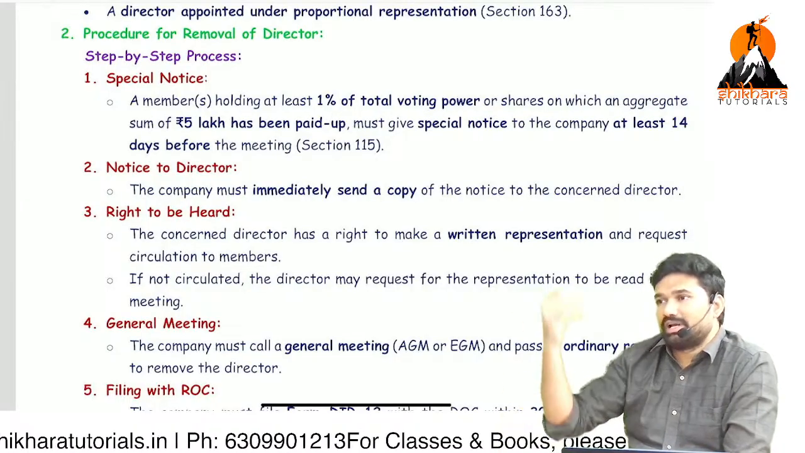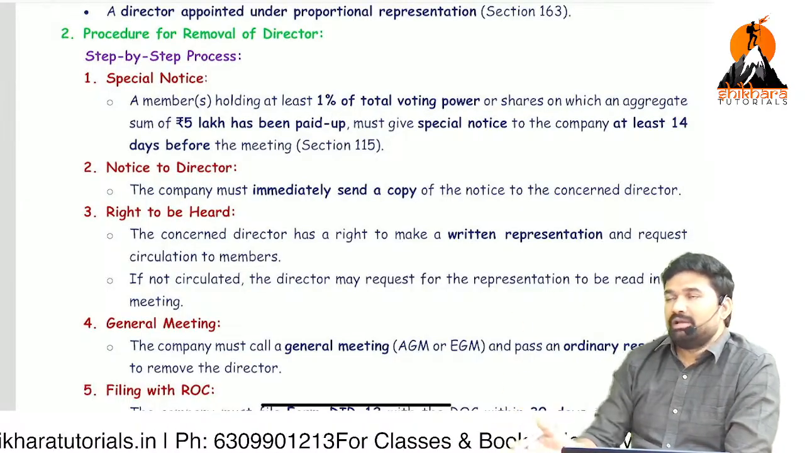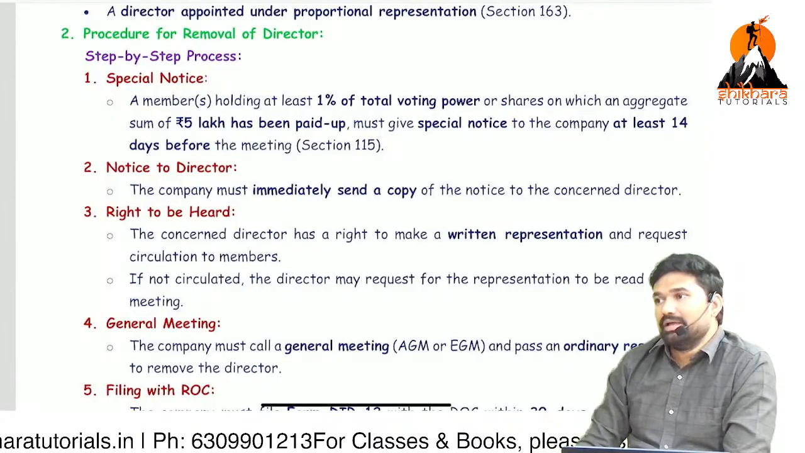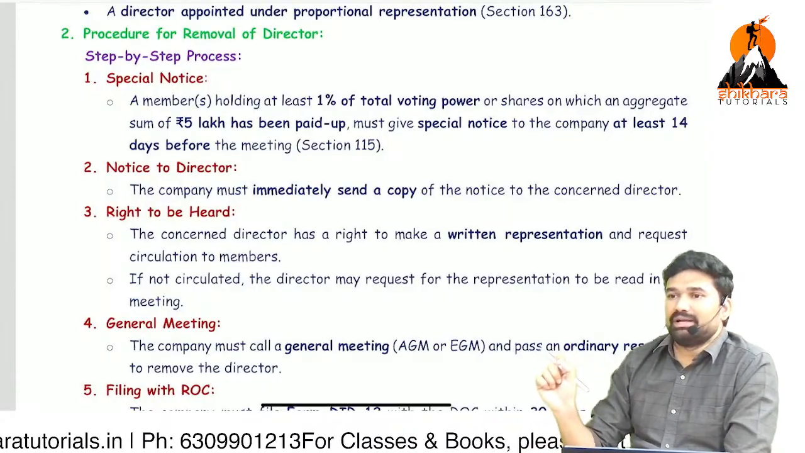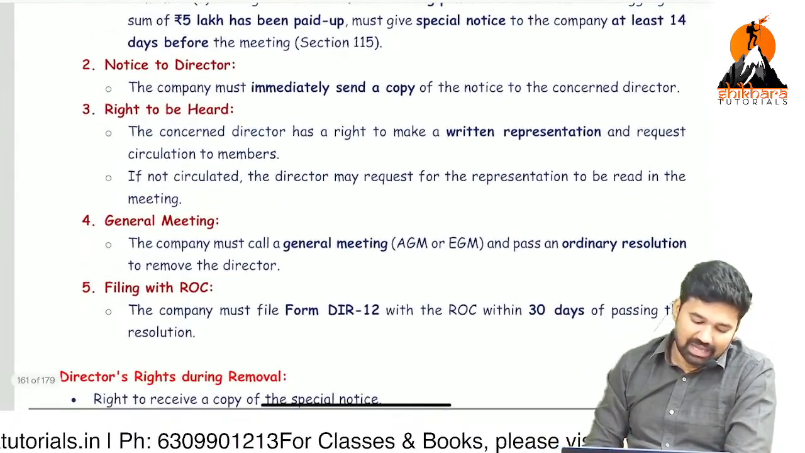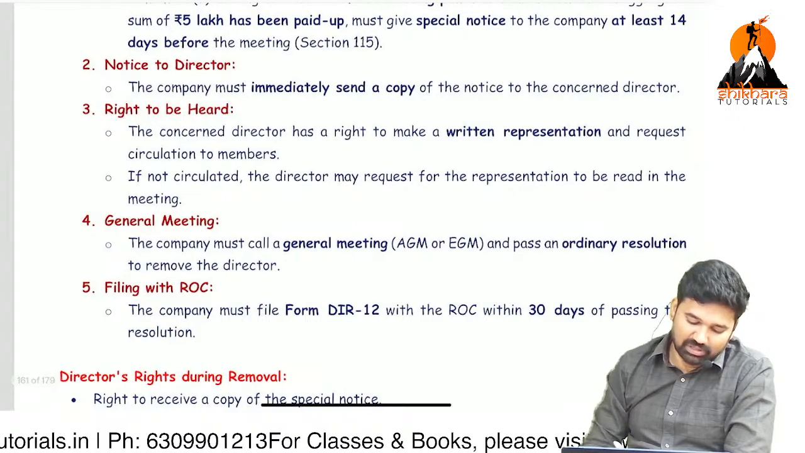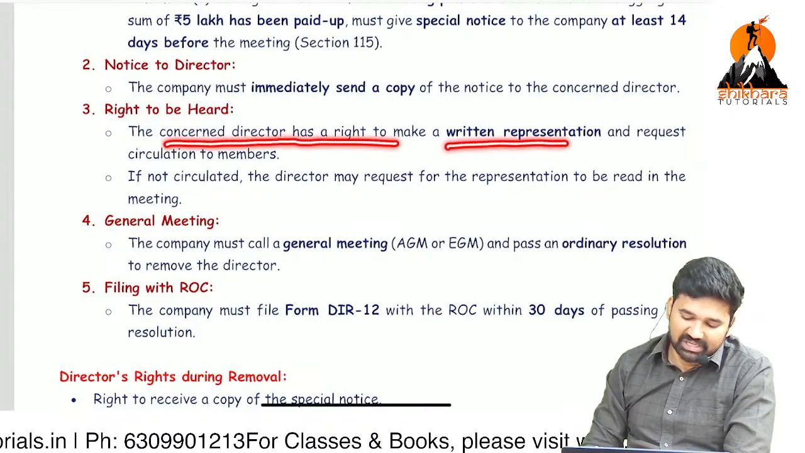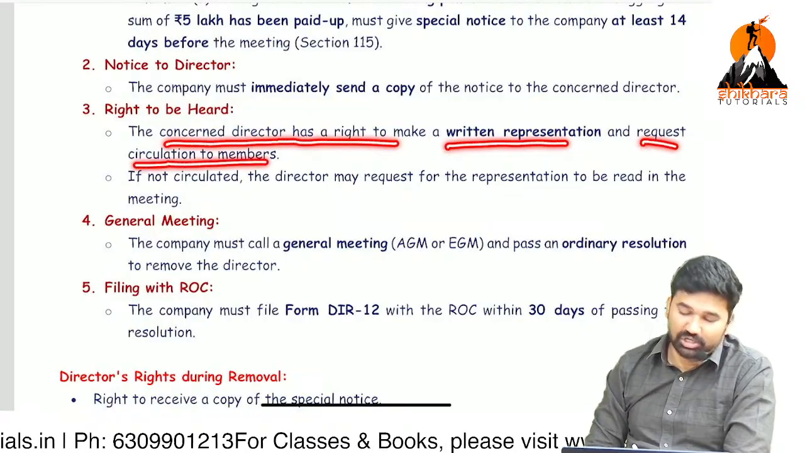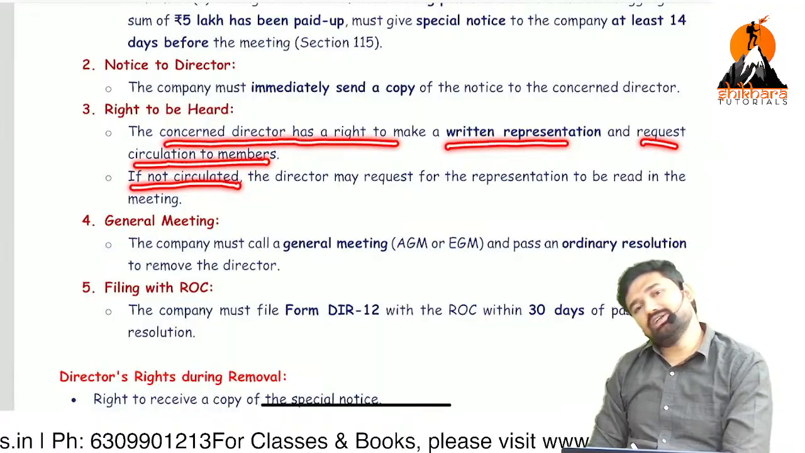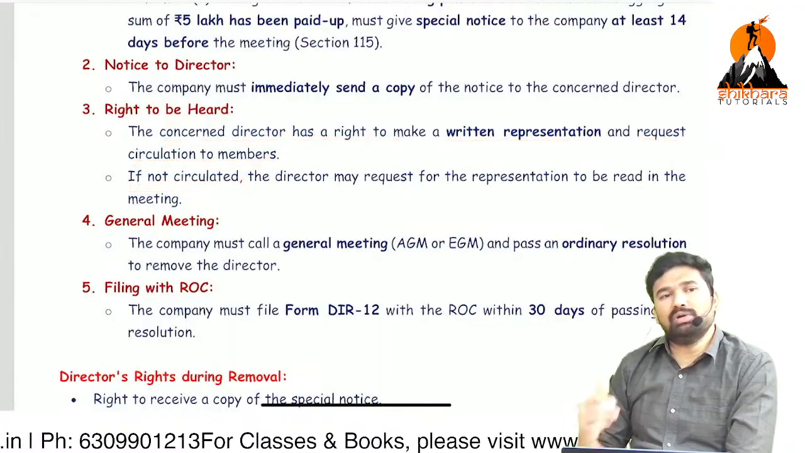We are going to circulate it along with the notice, as an additional notice. If time does not permit, you can make that representation in the general meeting itself. Next one, right to be heard. The concerned director has a right to make a written representation and request circulation to members. If not circulated, why is it not circulated? Due to lack of time.